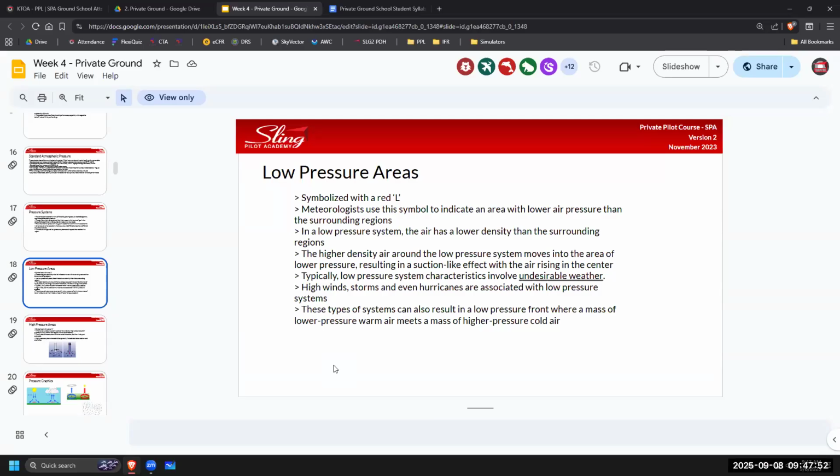Just so you're aware, because sometimes in check rides or face checks, or I'm not sure about the written, how they refer to it, but if they call it cyclonic or anticyclonic, think about hurricanes. Hurricanes are cyclonic, and it's very, very bad weather. So it relates to a low pressure system that moves counterclockwise. Yeah, high winds, storms, hurricanes are associated with low pressure systems.